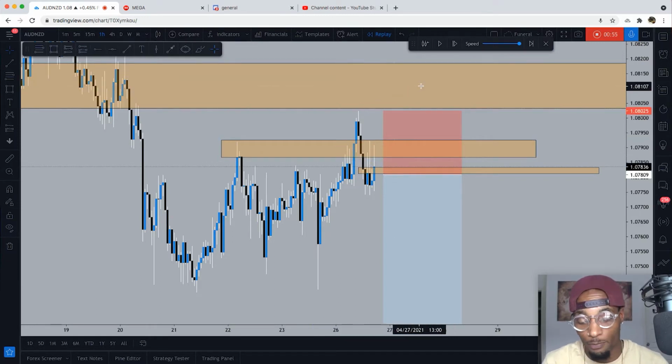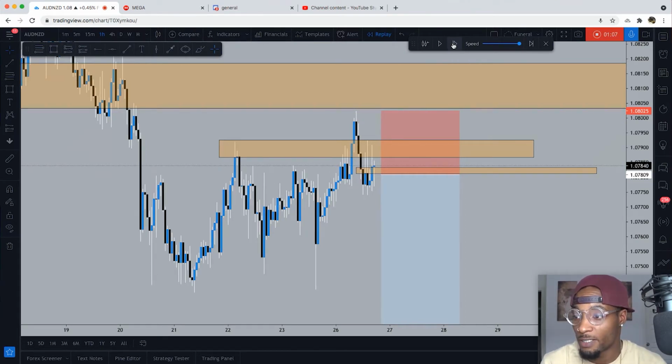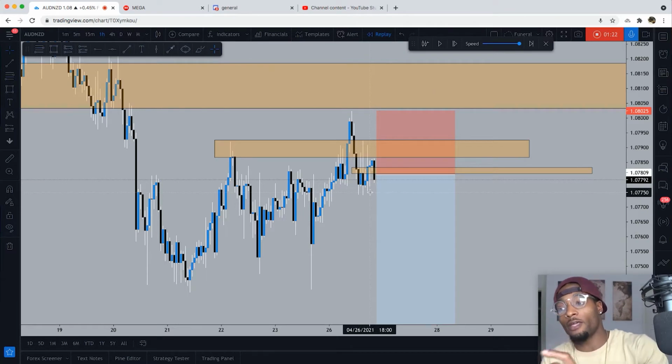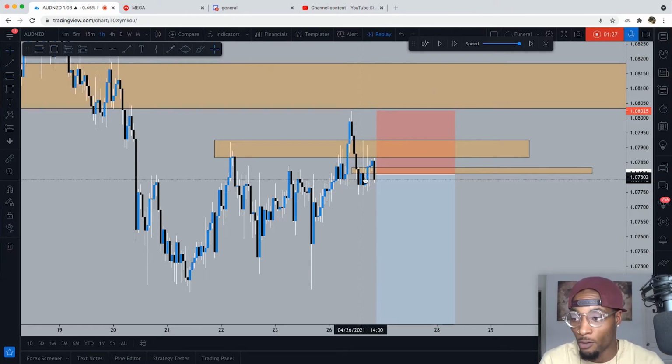If we play it forward, just point them out. Not that it works every single time. Of course, it needs to be in the right situation. But if we do play it forward, we can see that at this point in time, I saw that this 1 hour bearish engulfing candle, not that candlesticks really matter, had just closed right underneath this structure here.